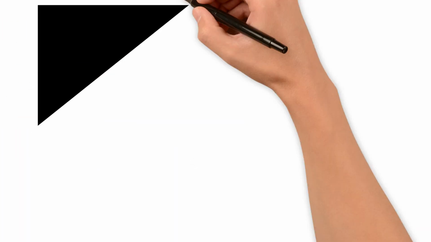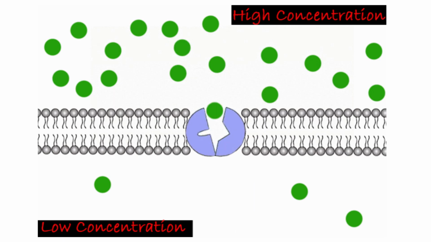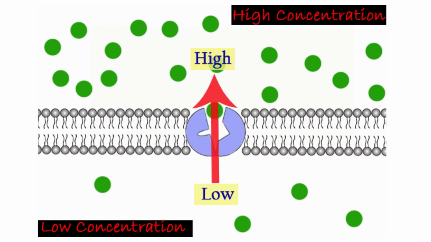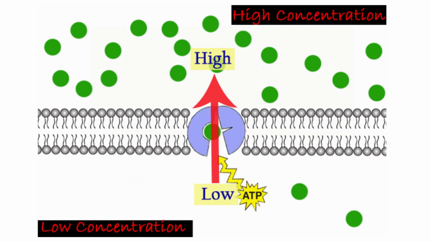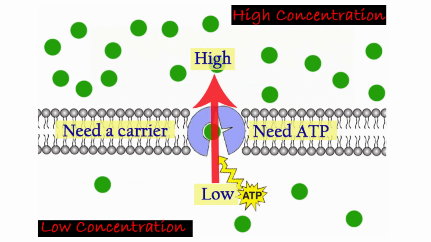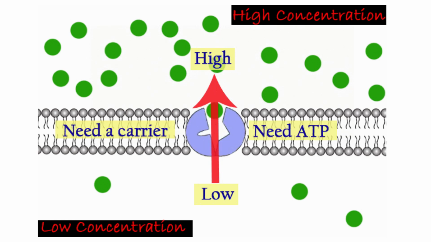Let's look at this short animation of the active transport mechanism. You can see that the green molecules are moving from the inside of the cell to outside, from low concentration to a higher concentration. You can also see here that the transport needs both a transporter protein and energy. Without energy, this process simply wouldn't occur.